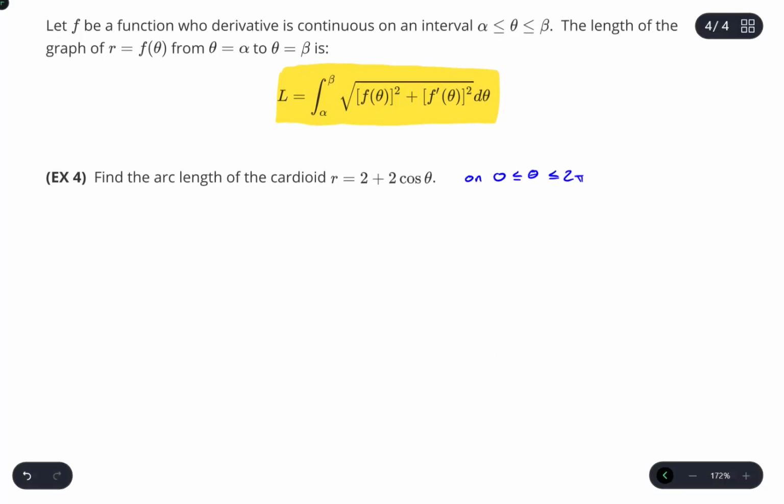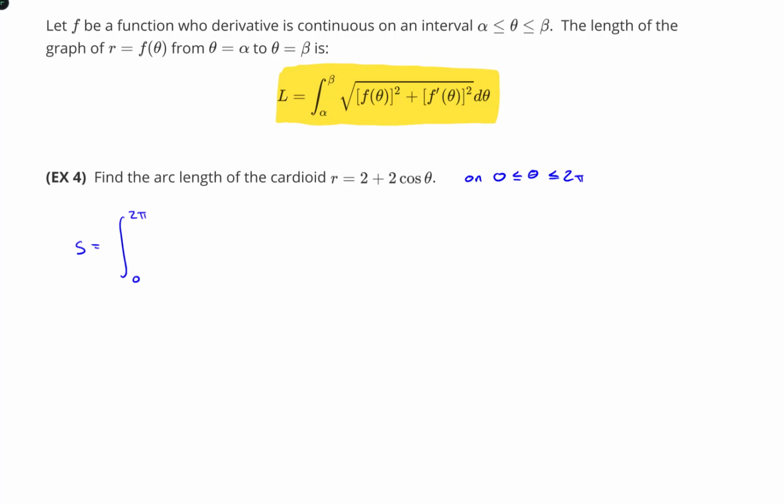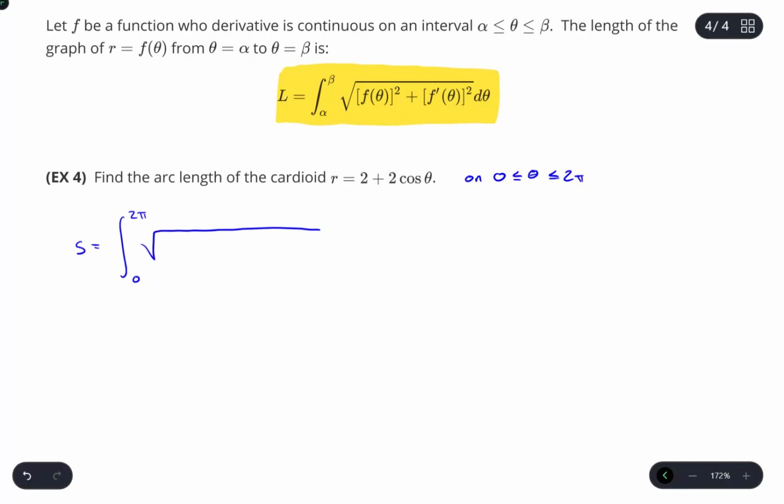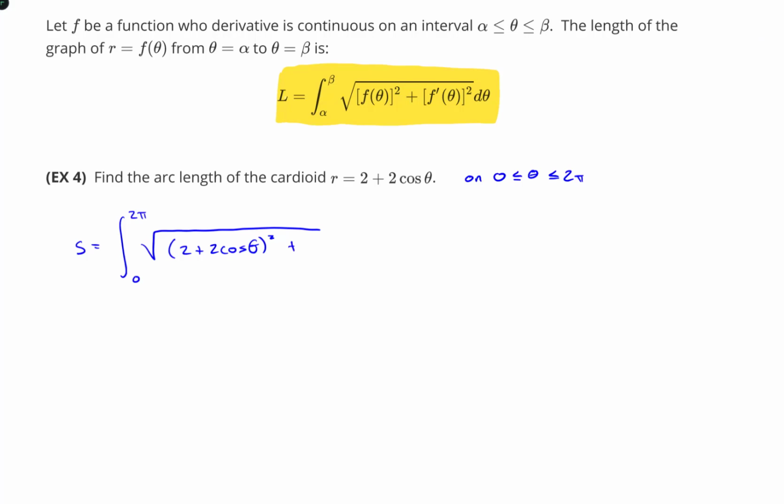So according to the formula, the arc length here is the integral from 0 to 2 pi, and it's going to be the square root of the original function of theta squared, so 2 plus 2 cosine theta squared, plus the square of its derivative. So the derivative of 2 plus 2 cosine theta: the derivative of a constant, of course, is 0. The derivative of 2 cosine theta would be negative 2 sine theta.